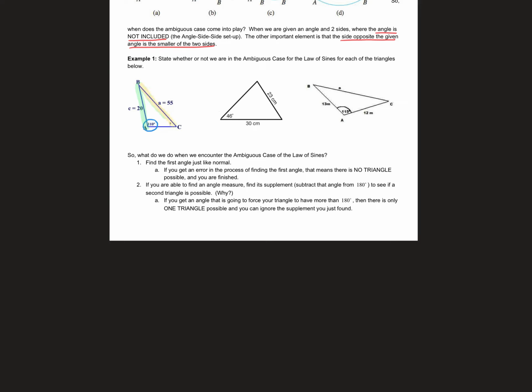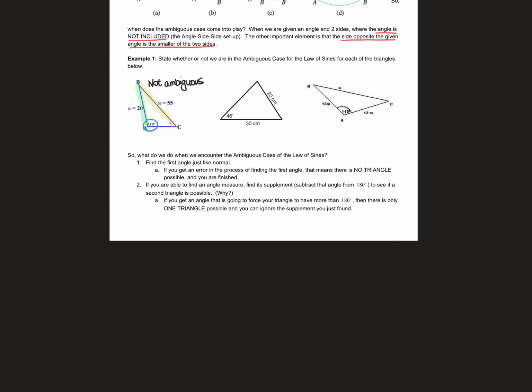the angle is not in between those two sides. The angle is not here. Therefore, it's not included, which is what we want in order to be ambiguous. Now, the second piece of information is that the side opposite the given angle is the smaller of the two sides. So when I look at the side that's opposite the given angle, 55, it's not smaller than 20. So because it's not smaller than 20, this will not be ambiguous. We will only be able to get one triangle from that.